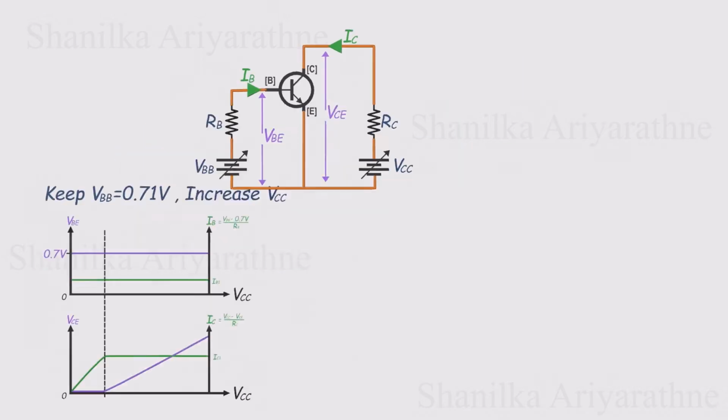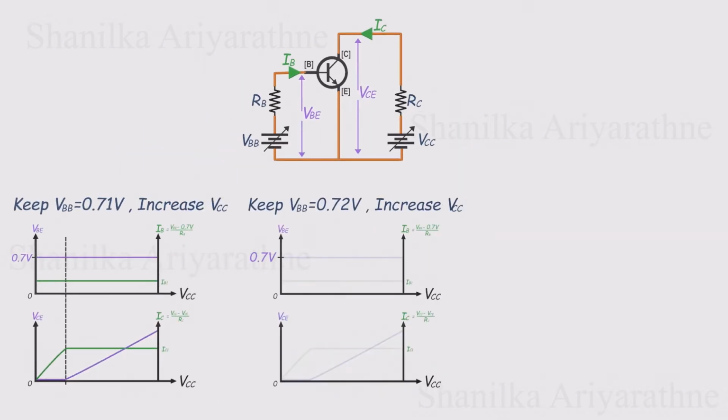Let's repeat the same experiment, but this time set VBB to 0.72 volts. VBE doesn't change much. It still holds steady around 0.7 volts, but the base current increases slightly. That's because, with VBE fixed at 0.7 volts, the extra voltage, 0.02 volts, now appears across the base resistor, RB, and that small increase is enough to boost IB. We'll call this new base current IB2.